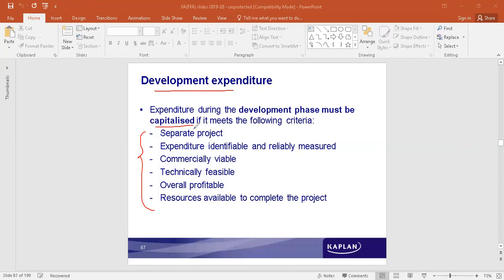It is not that some amount is incurred and we don't know what the benefit is, when, or how long the benefit would be realized. If those things are not certain, then it will not fall in the category of development expenditure. It will be expensed whenever it is incurred, in that year. But if it is very clearly identifiable with some activity or cost object, then it would be treated as development expenditure and can be capitalized. It should be overall profitable and resources should be available to complete the project. Then in that case, it will appear on the asset side of the balance sheet.